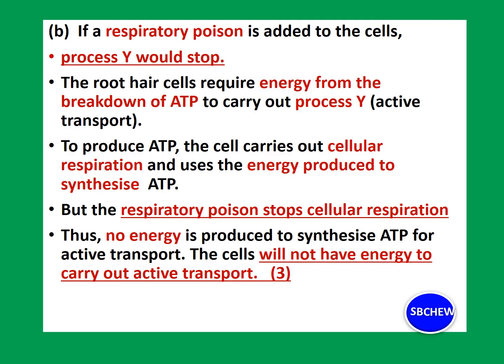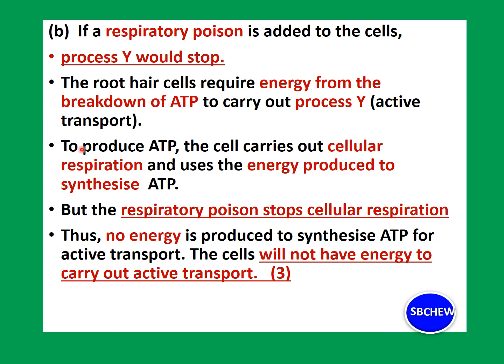The last question is, what would happen if a respiratory poison was added to the cells? So if a respiratory poison was added to the cells, process Y would stop. Active transport would stop. Because the respiratory poison is actually a poison that will stop cellular respiration in the cell. Okay, so the root hair cells actually require energy from the breakdown of ATP to carry out active transport, which is process Y.